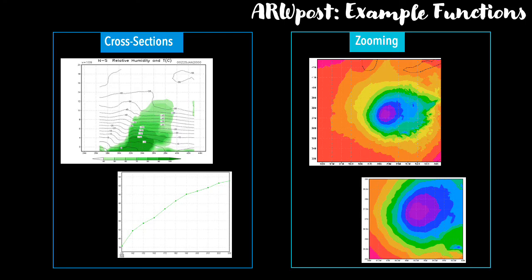These are some more examples of ARW Post available functions. It's capable of doing cross sections. For example, if the bottom left here shows a horizontal plane, I can specify where I want a cross section across that domain. And the top left is the resulting cross section showing relative humidity here. It also has a zooming capability, which can be useful for viewing things more closely.